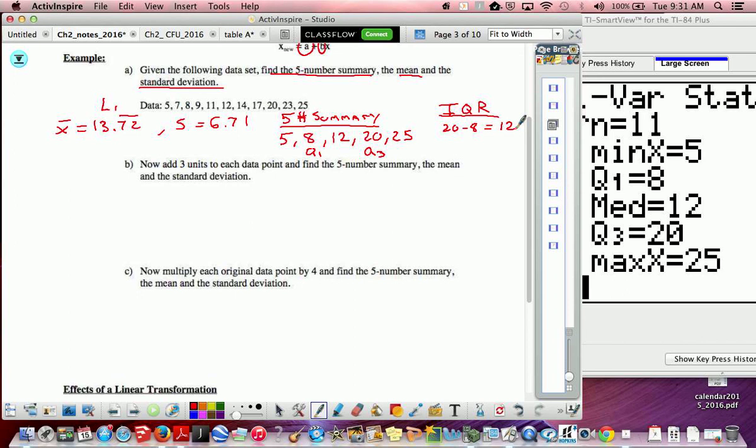Now, I want to actually see what happens to measurements of center, so my mean and my median. I want to see what happens to these two values. And I also want to see what happens to my measurements of spread, standard deviation and IQR, when I decide to change all the values. So for instance, in Part B it says, now add 3 units to each data point and find the 5-number summary, the mean, and the standard deviation.